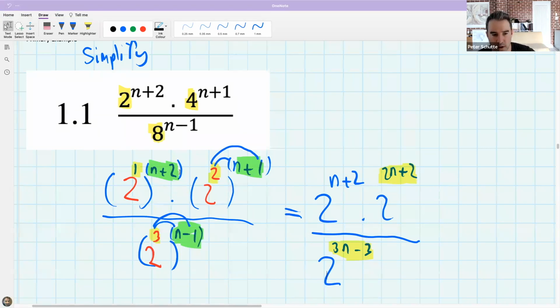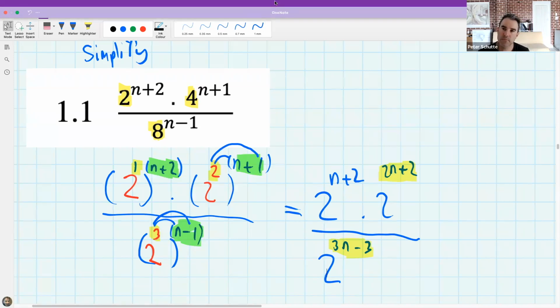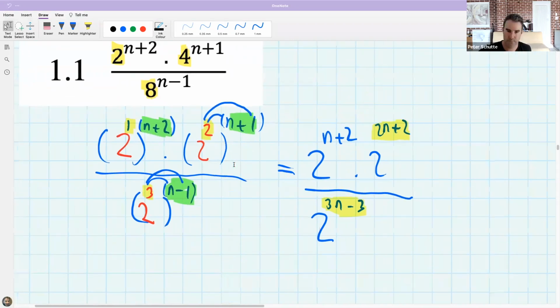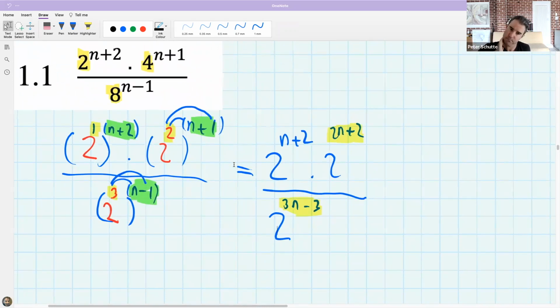Okay, now I want you guys to finish this question off for me, and try to get me the final answer and pop it in the chat. Awesome. What is the final answer going to be here? And what are the laws we're going to have to use?